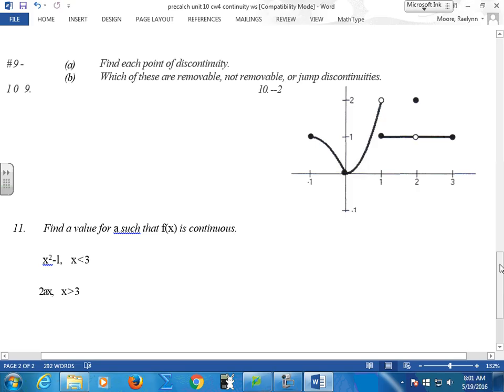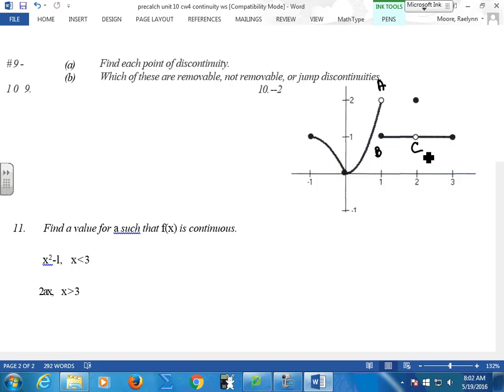Again, let's label these. Okay? Which point is removable? A, B, well, not B. B is filled in. A or C, which point is removable? C. So how would I write that? The limit as x approaches what value? 2 is equal to 1. That'd be it. What value can I circle this in so that now this piece can be continuous?